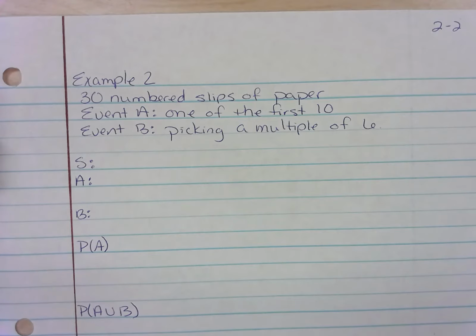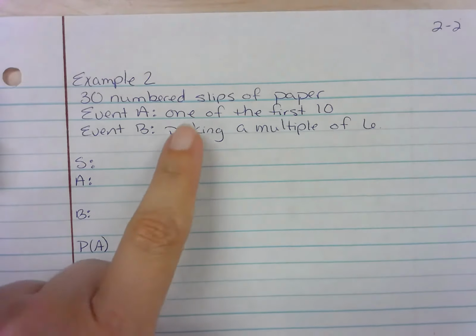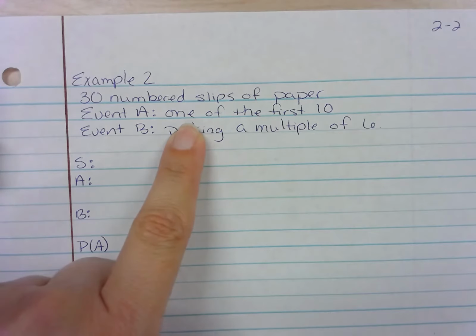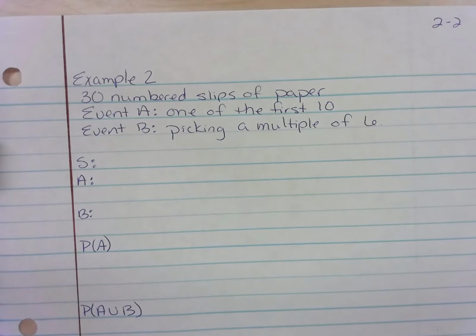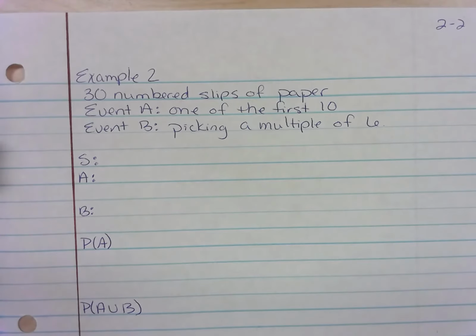It said the numbers 1 through 30 are written on slips of paper that are placed in a hat. Students draw a slip to determine the order in which they will give an oral report. Event A is being one of the first 10 students to give their report, and event B is picking a multiple of 6. All right, so let's talk about our sample space first.